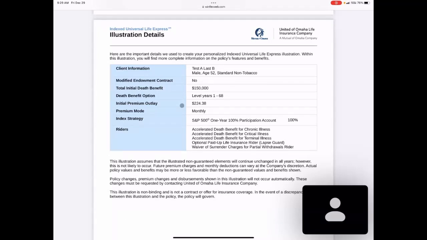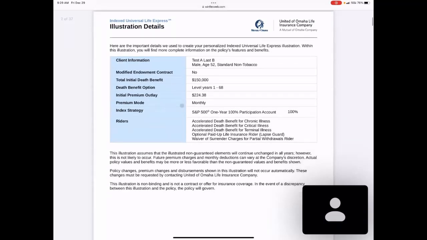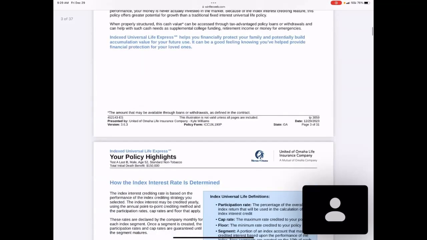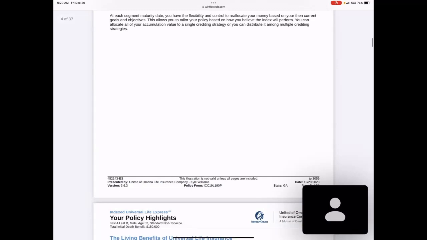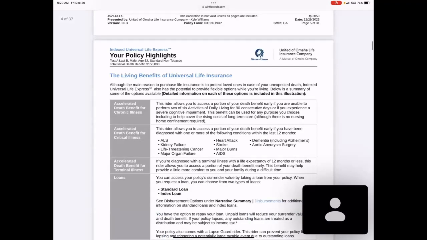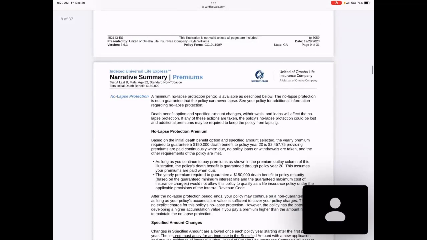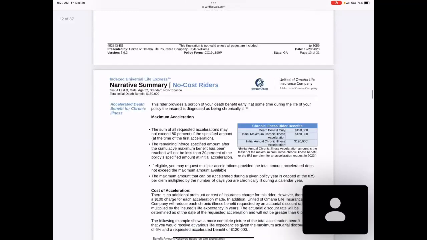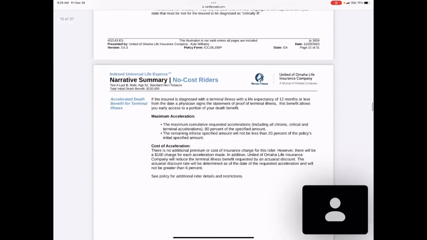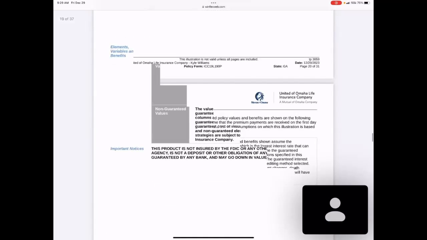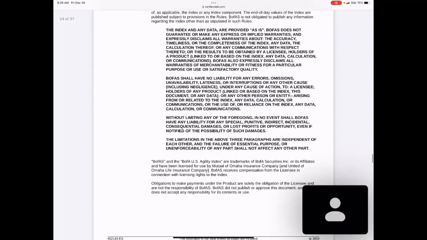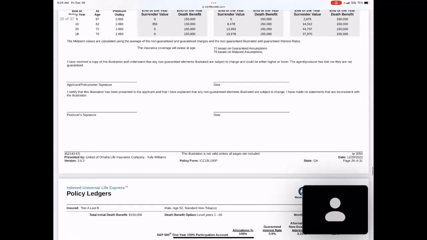So for this case, for a 52-year-old male, for $150,000, we need to be paying about right at $225 a month. You can read all this, but we're going to save some time and look at the actual illustration so that way we can see how this thing's going to go. Like I said, it's way down here. Just scroll down and we'll get here. So this is what we're looking for.